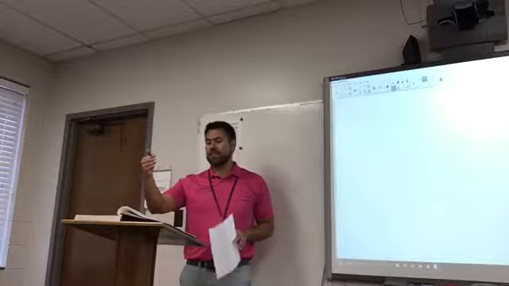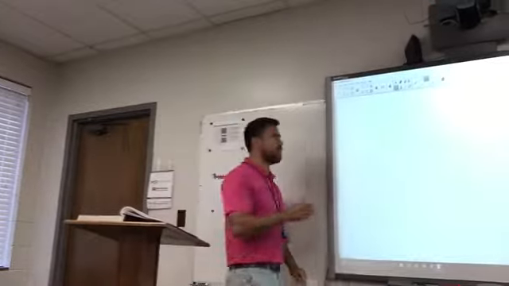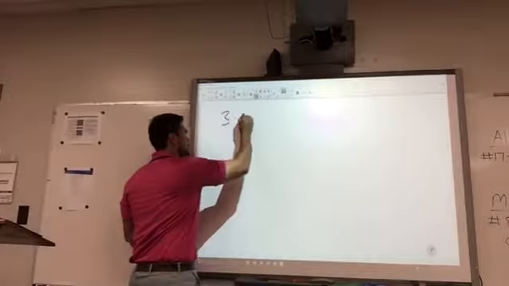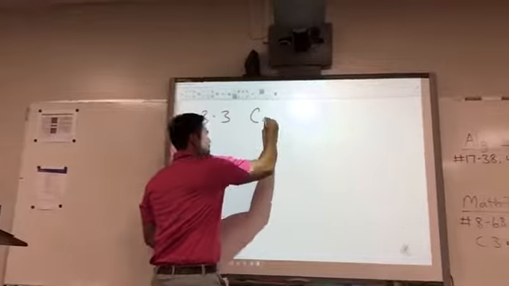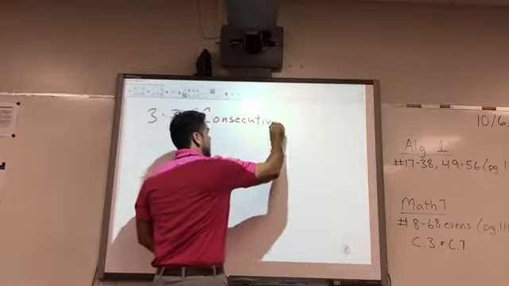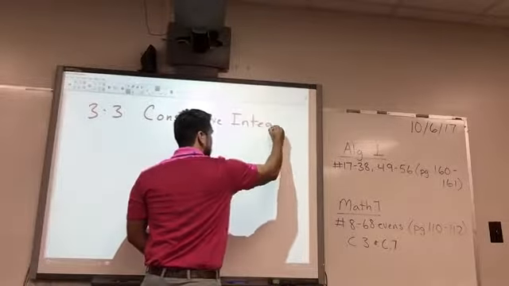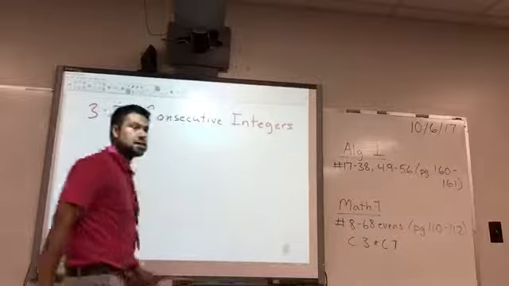Page 158, if you look at the bottom, you see a bold type term, consecutive integers. So this is still 3-3. It's going to be called consecutive integers. Does anyone know what the word consecutive means? Or can they use it in a sentence? Consecutive.